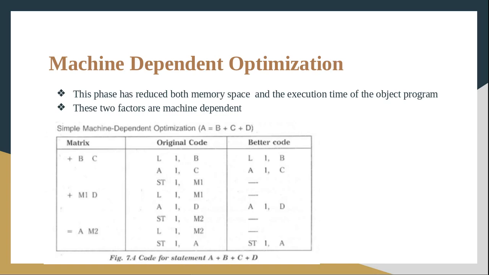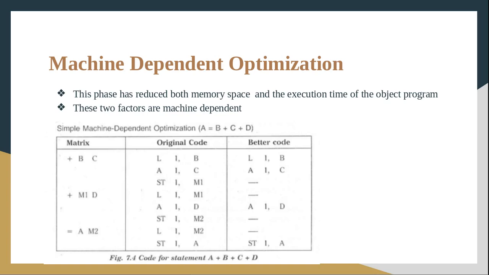Then what is the second instruction? A 1, C. That means add the content of register 1 with C, and the result will be available in register 1. But what is the third step? Storing the register 1 value into M1. But I am not going to do that. Now the B plus C result is available in register 1, so we are not going to store it into the variable M1. Then what is the fourth? I am not doing the third statement. What is the fourth statement? L 1, M1, which means the content of the variable M1, that is the content of register 1, would be loaded into register 1.